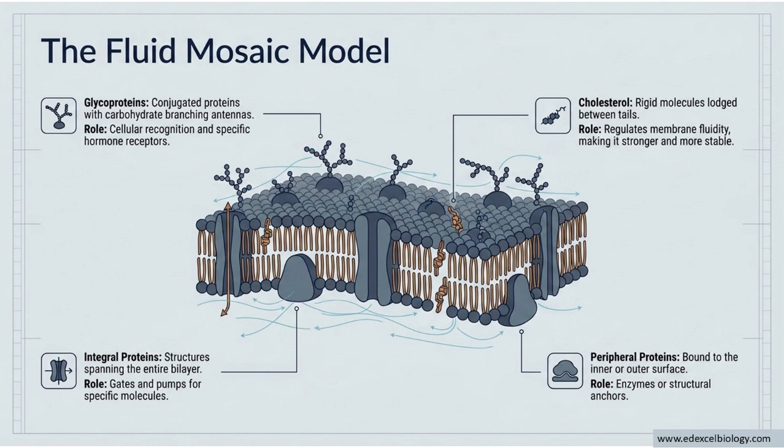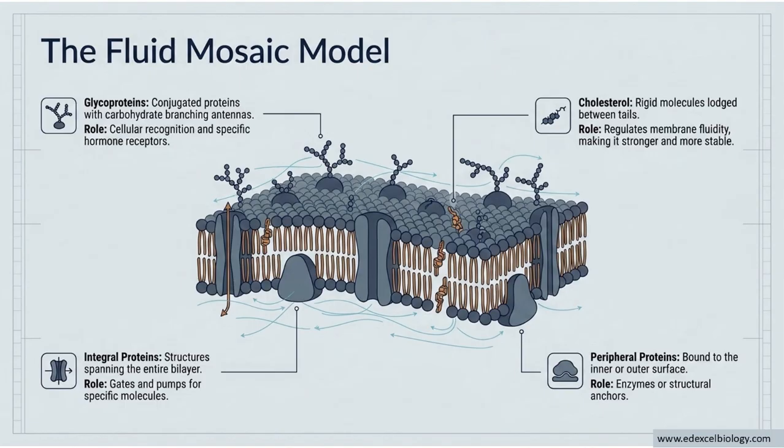So instead of a static brick wall, it's more like a highly organized, crowded mosh pit. A mosh pit, yeah. That's a great way to picture it. Right. The lipids are constantly shifting and flowing, while the security guards, which are the proteins, are weaving their way through the mass, basically deciding who gets to pass through.